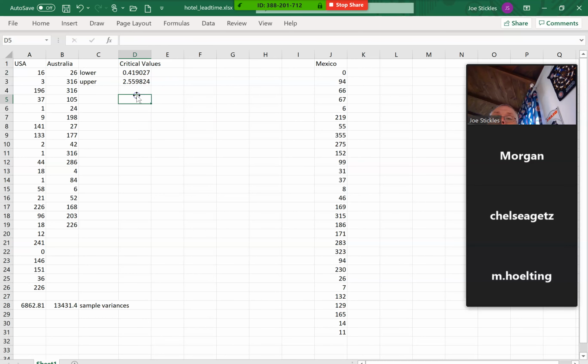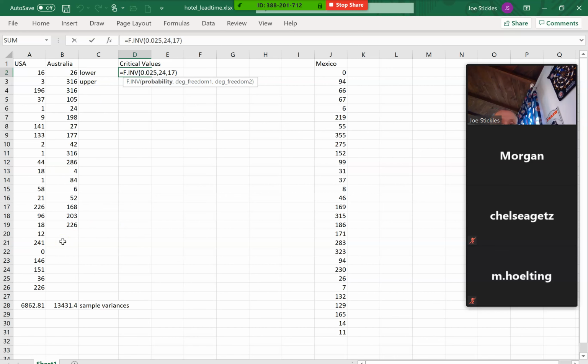All right, so critical values again. Here we go. Using the F.INV command, we're doing a two-tailed test, so that's why I'm using the 0.05 cut in half. The 24 is the USA sample size minus 1. I'm going to put it in the numerator. And the 17 is the Australia sample size; I'm going to put the one less than that and use it for the denominator. We okay with that?